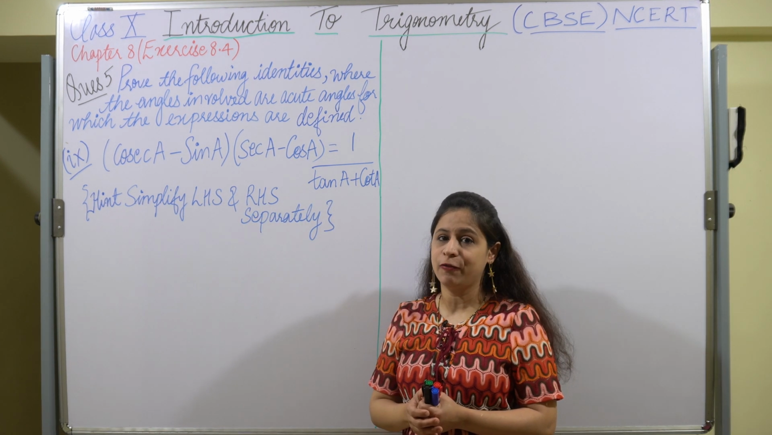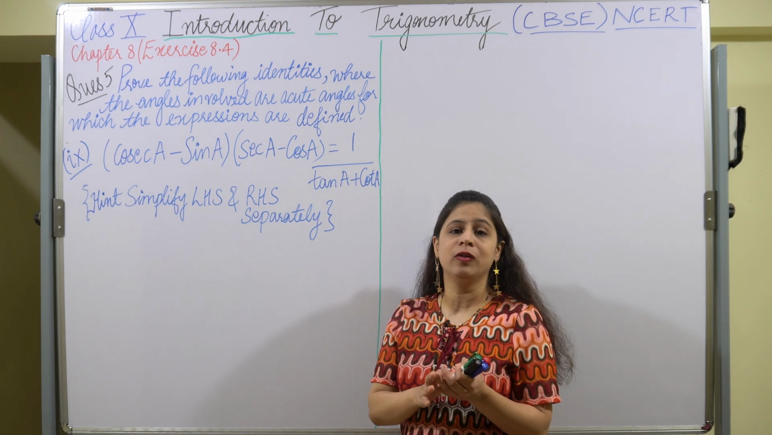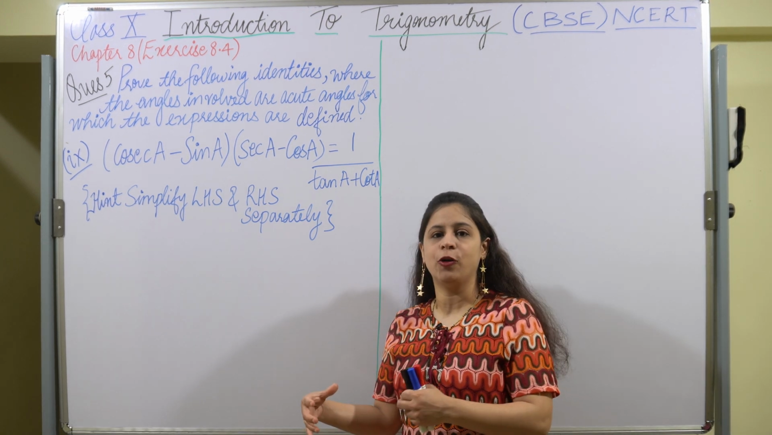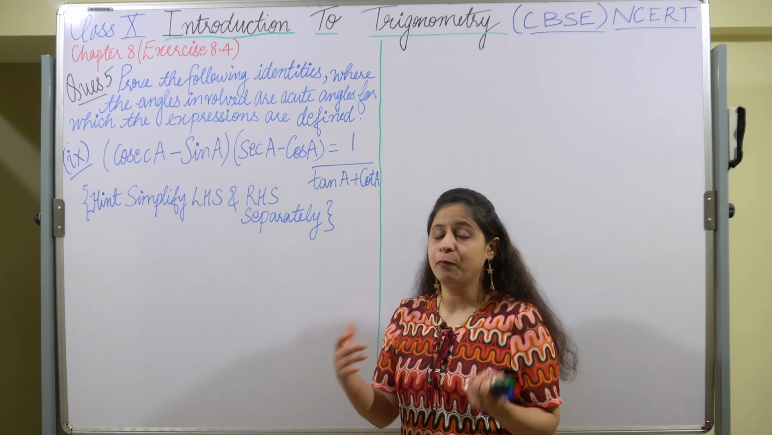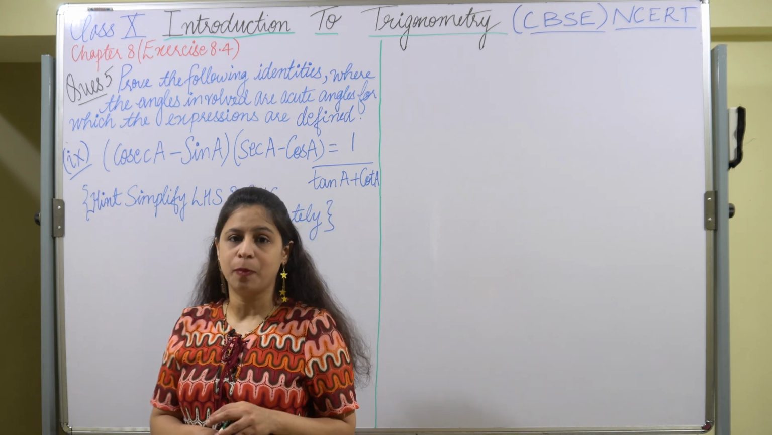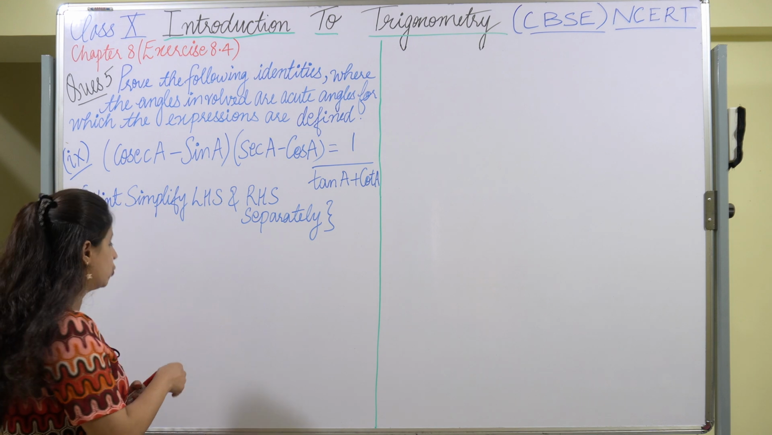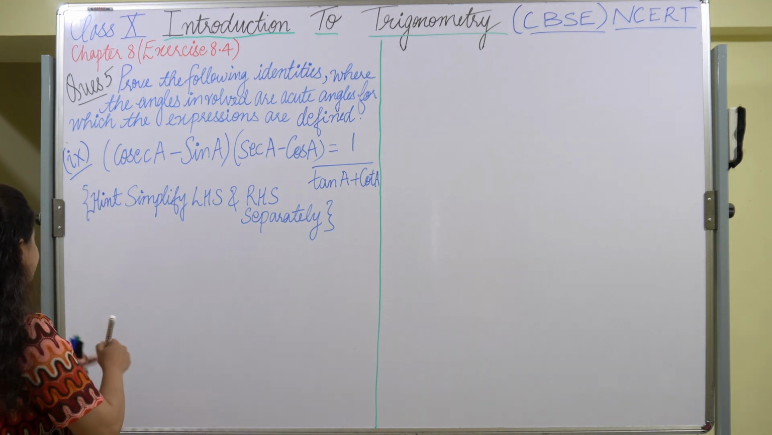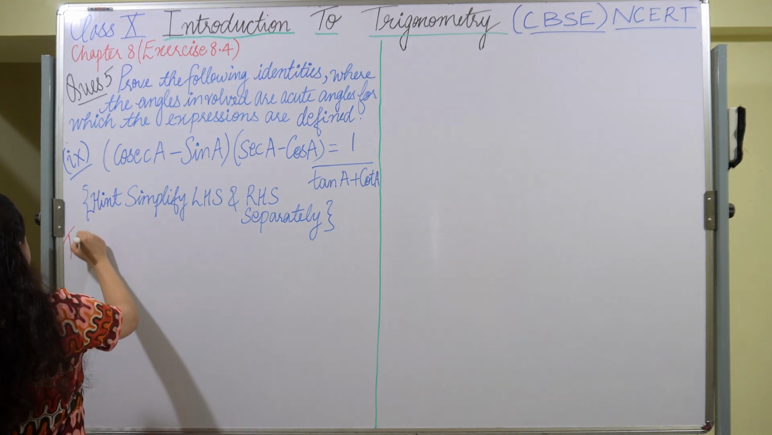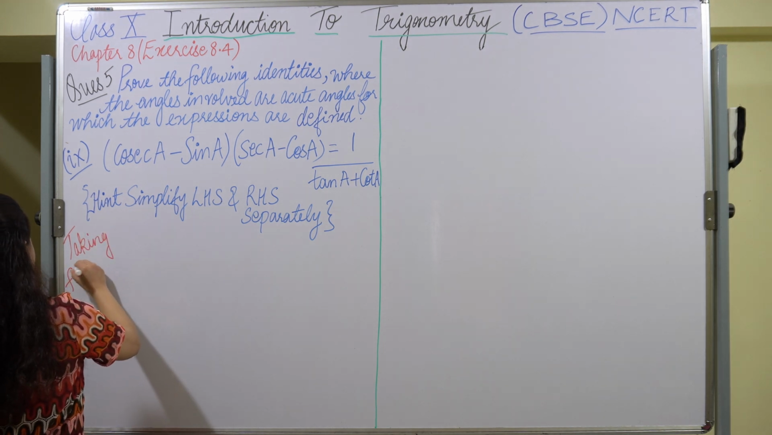So we need to simplify both the LHS and RHS separately, and some value will come for LHS and some value will come for RHS, and prove them to be equal. Okay, so let us start with the LHS part first, then we will move on to the RHS part. Taking firstly LHS.